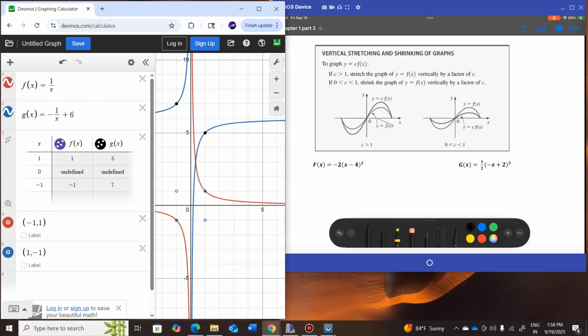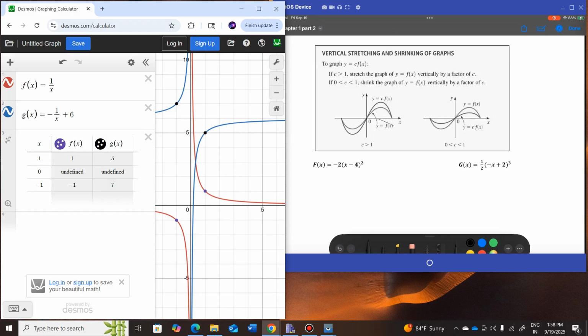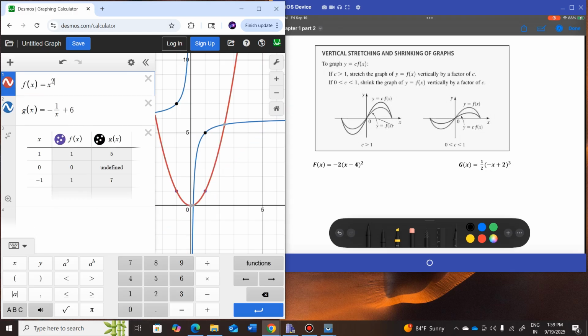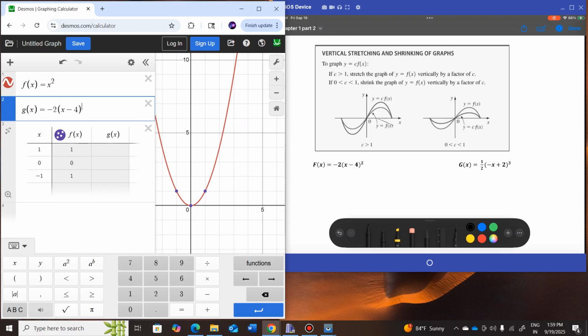All right, so vertical stretching, vertical shrinking. Stretching basically multiplies the graph and increases the size of it. Shrinking reduces the size. Okay, so we'll put in these graphs. And there's going to be a couple adjustments to these graphs, not just one. So x squared, and then negative 2 times (x minus 4) squared. And we can see the shifts on these.